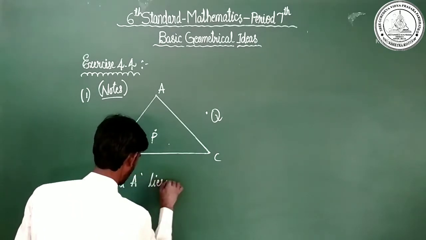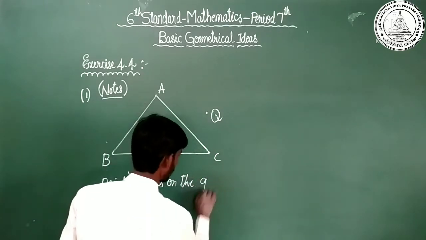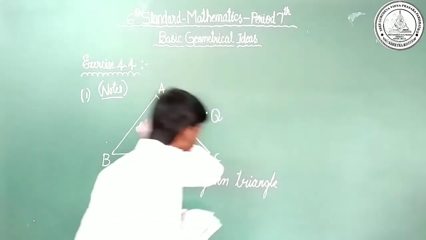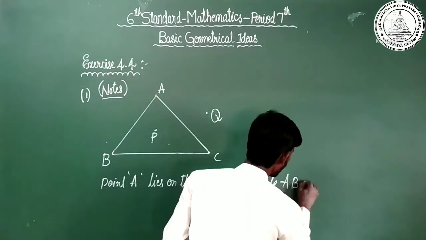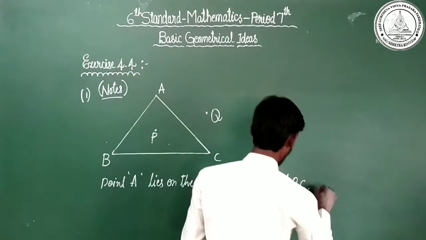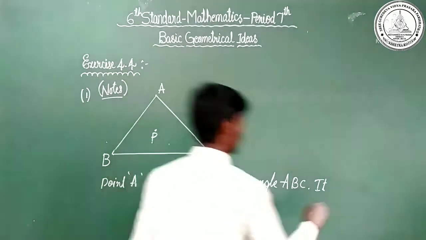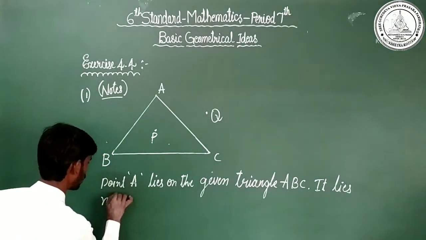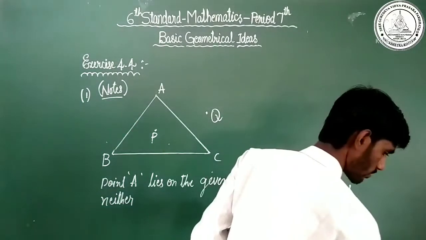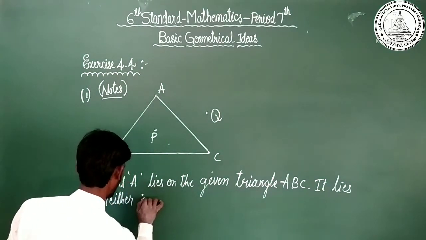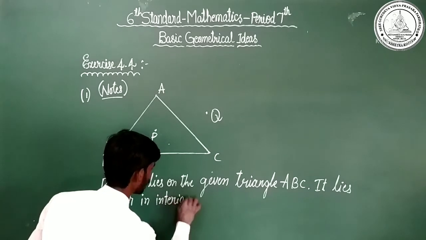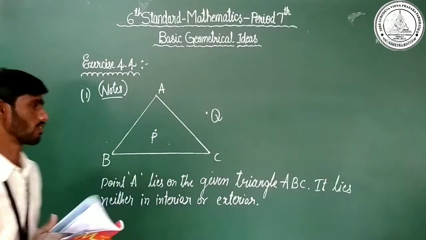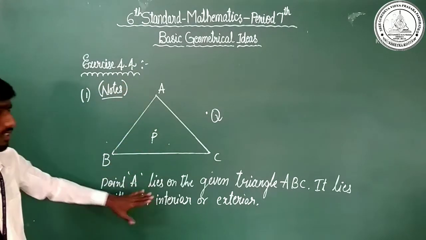Point A lies on the given triangle ABC. Name of the triangle is ABC. A lies neither in the interior nor in the exterior. This is the complete solution. Okay, this is the first question. Next picture, next conclusion.